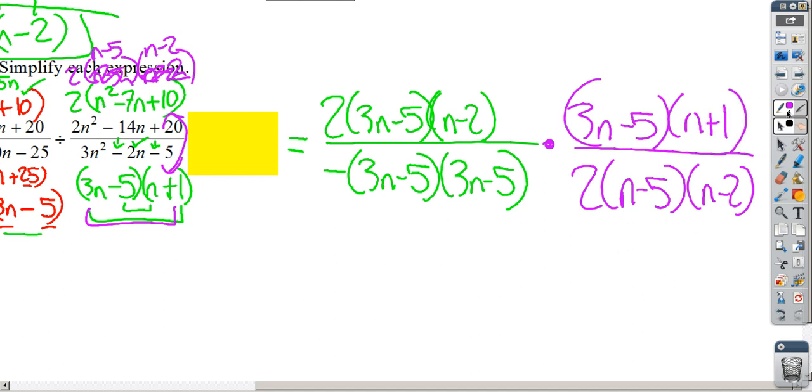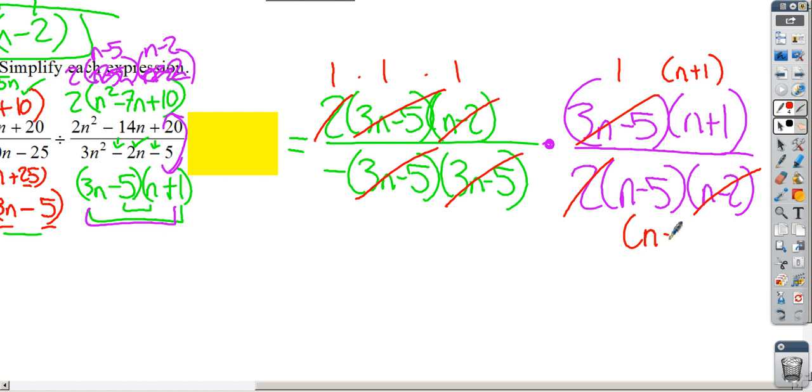And now is the fun part, and that's when we get to cancel things. So these will cancel. The 3n minus 5's will cancel. The n minus 2's will cancel. Another 3n minus 5 will cancel. These 2's will cancel, so that's 1. I'm just going to put the 1's here to make sure that we've covered everything we need to cover. That's another 1. We still have that n plus 1, so I'm going to rewrite that.